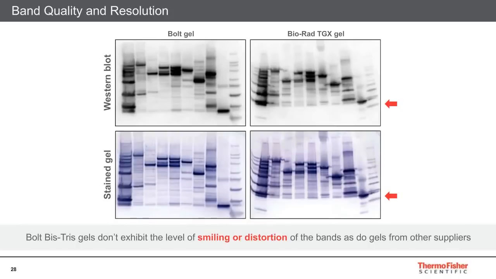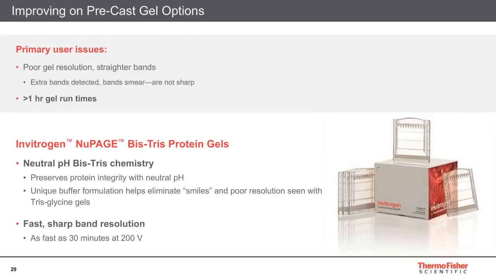The bold Bis-Tris gel has a neutral pH and therefore results in higher sample integrity and minimal sample degradation compared to Bio-Rad TGX gel, which shows significant sample degradation of purified protein, resulting in more background on a Western blot.